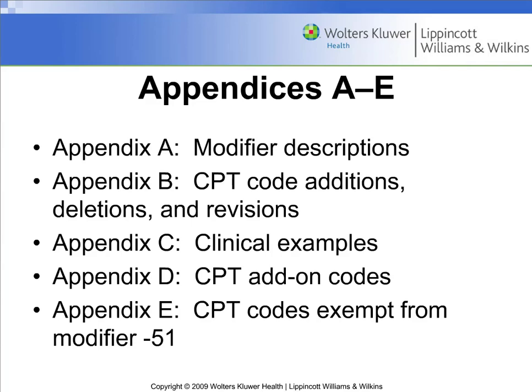Appendices do appear in the very back of your CPT-4 book. You have an Appendix A, which are full-blown modifier descriptions that I would highly suggest that you read. I'm going to bring your attention particularly to modifier 59 and modifier 51. And we'll talk more about those modifiers, but for now, if you can zero in on those and read through them.